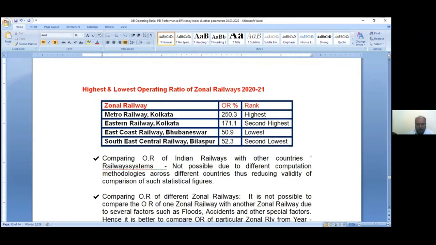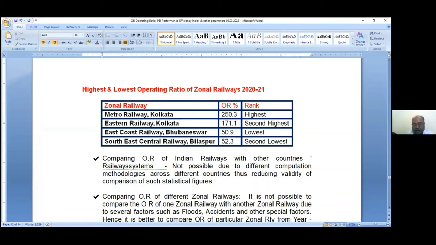What is the highest operating ratio and lowest operating ratio as per 2020-21? If you check, Metro Railway has the highest operating ratio, 250%. That means for Metro Railway, 100 rupees is earnings and the working expenses are 250 rupees, that is 2.5 times more than earnings.